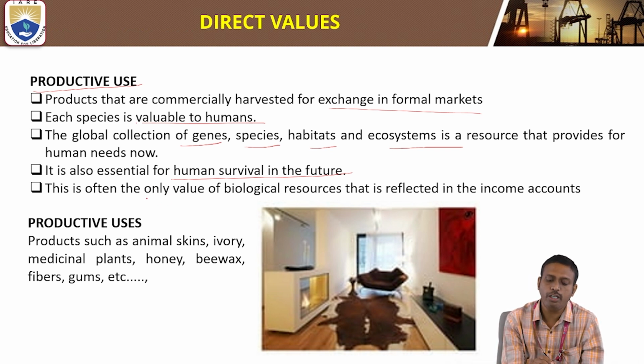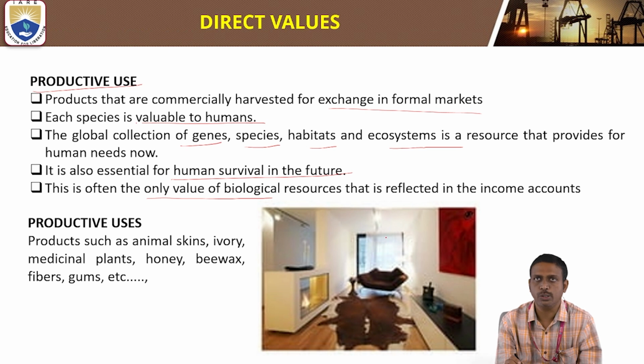They are often the only value of biological resources that are reflected in income accounts. Productive uses are commercially harvested for exchange in formal markets. Each species is valuable to humans. The global collection of genes, species, habitats, and ecosystems is a resource that provides for human needs now and is essential for human survival in the future.